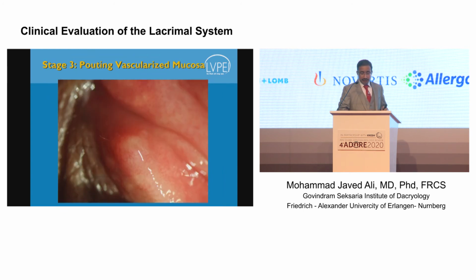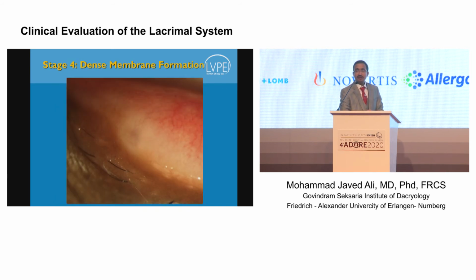If you don't do anything at this stage, then the punctal mucosa starts pouting out. The difference is that it's vascularized without any discharge, because punctal pouting for us means canaliculitis, which is not true for all cases, right? So there is a vascularized area now that you see, which is elevated.